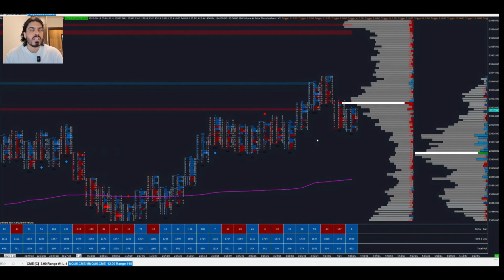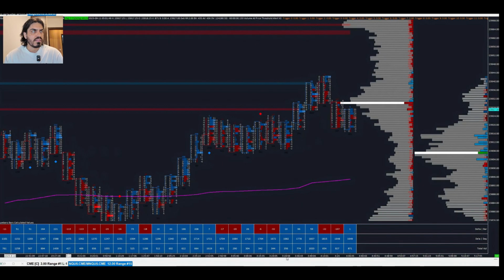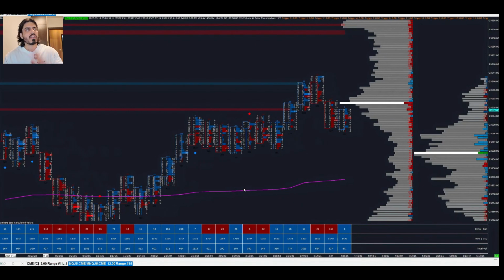The footprint chart changes that, right? It breaks down each candle into price levels where you can actually see the buying and selling volume at each price. Think of it as opening up the candle, seeing the battle between the buyers and the sellers, and seeing who's actually in control. So you can see right here, these are the basics of the footprint. What is it that we're looking at?